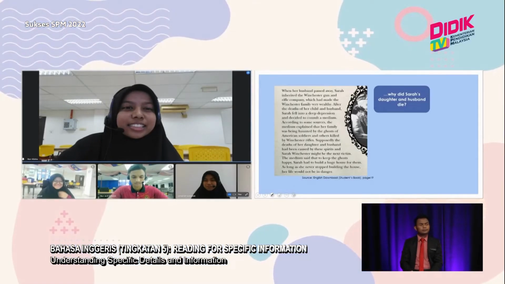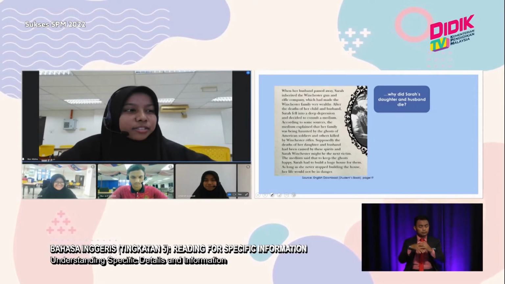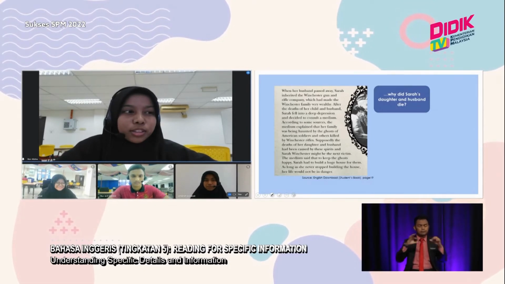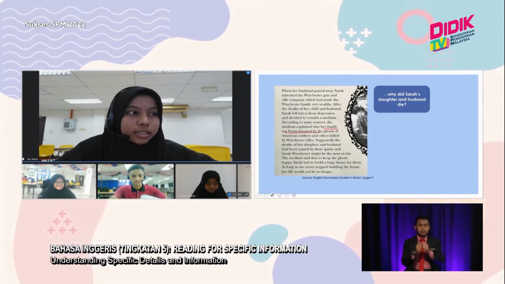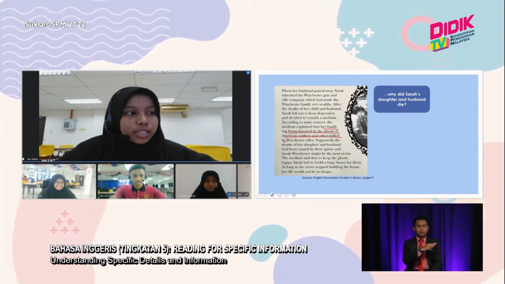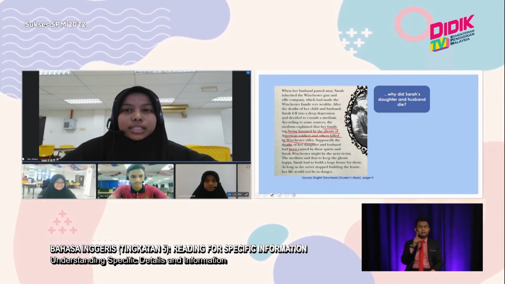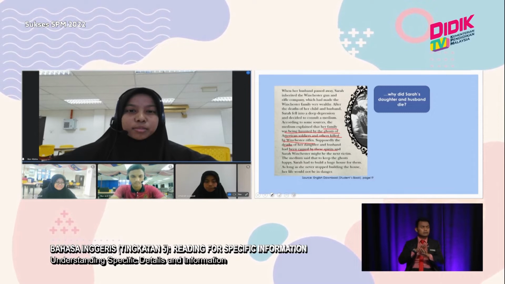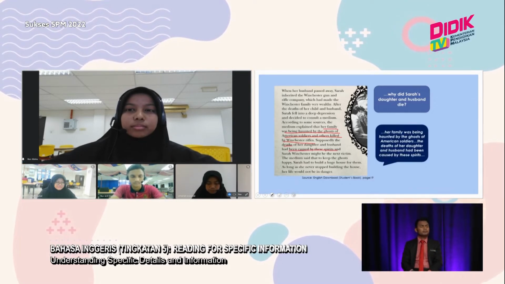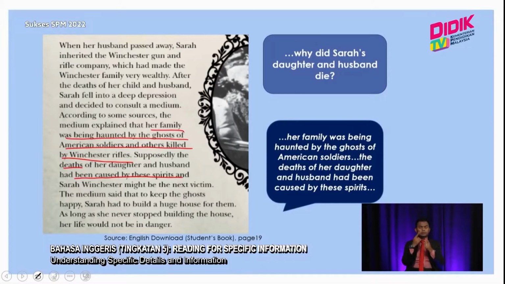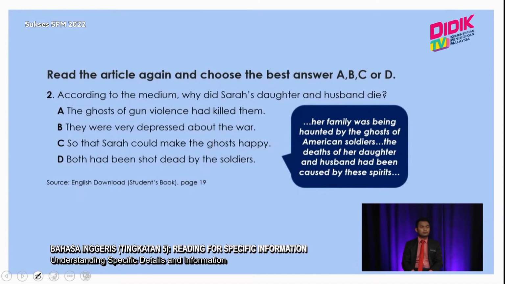The answer is in the line. Her family was being haunted by the ghosts of American soldiers and others killed by Winchester rifles. Supposedly, the death of her daughter and husband had been caused by these spirits. That's where the answer is. Okay, so that's the answer that we get from the text. Now next, the next step is for us to compare the one we've got in the text and the options A, B, C, D. So option A, the ghosts of gun violence had killed them.